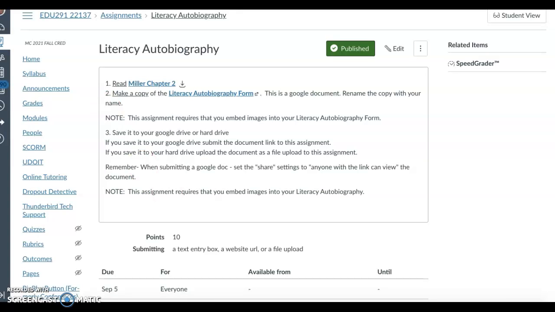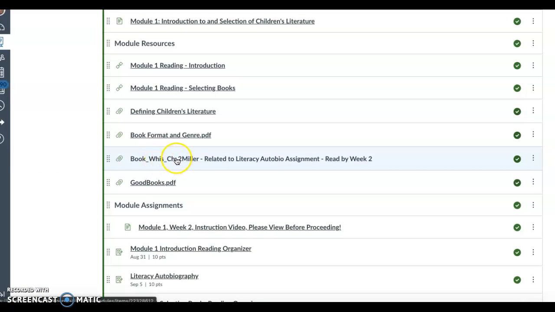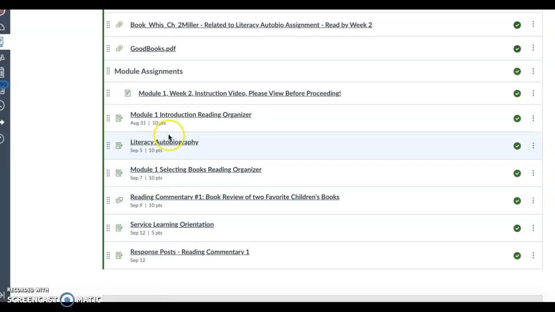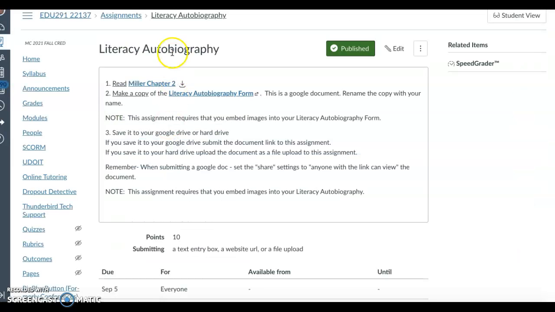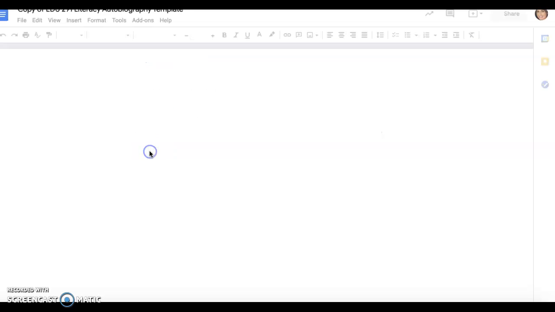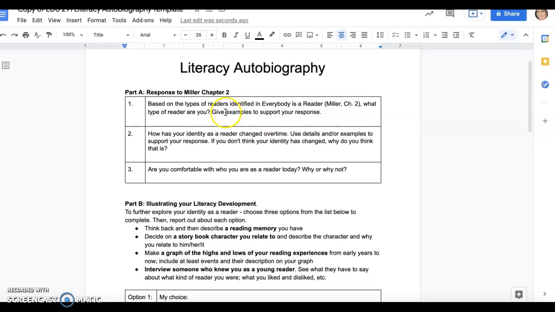Now, there is a resource up here in our readings called the Miller article. You can access it here under Module Resources, or you can access this reading directly from the assignment. You must complete this reading, this chapter article, in order to complete this assignment. Then you will complete the autobiography. Once again, it's created here for you. You're just going to click Make a Copy, and it is ready to go, and you can type directly in here.